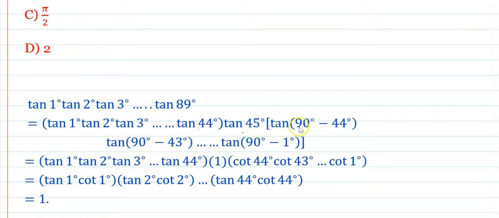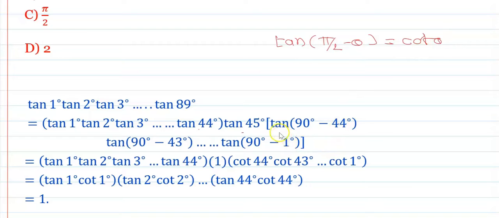Tan of 46 can be written as tan of 90 minus 44. Tan of 47 can be written as tan of 90 minus 43. And in this way up to the tan of 89 means what? Tan of 90 minus 1. Okay. Now the next. This tan of pi by 2 minus theta. We know the formula. What is that formula? Tan of pi by 2 minus theta is equals to cot theta.